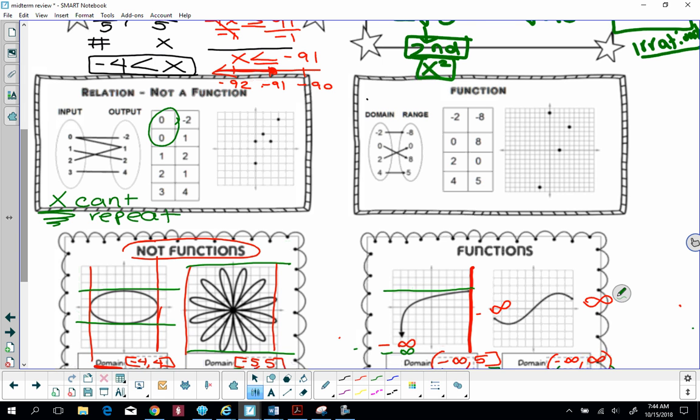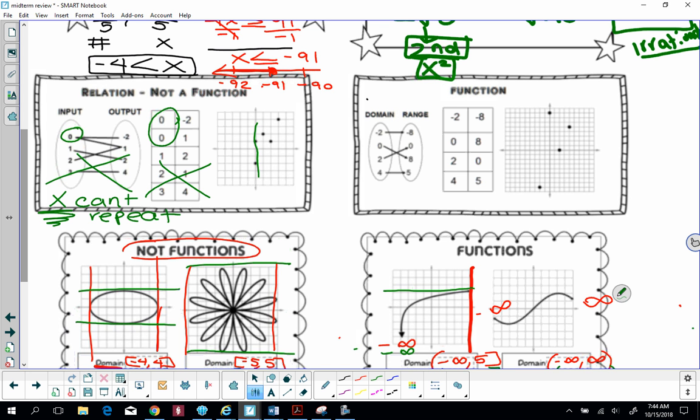See how 0, 0, not a function. See how these two repeat? 0 is shared, not a function. And if I were to draw a vertical line right here, it hits it twice, it's not a function. So all those are examples of ones that are not functions.